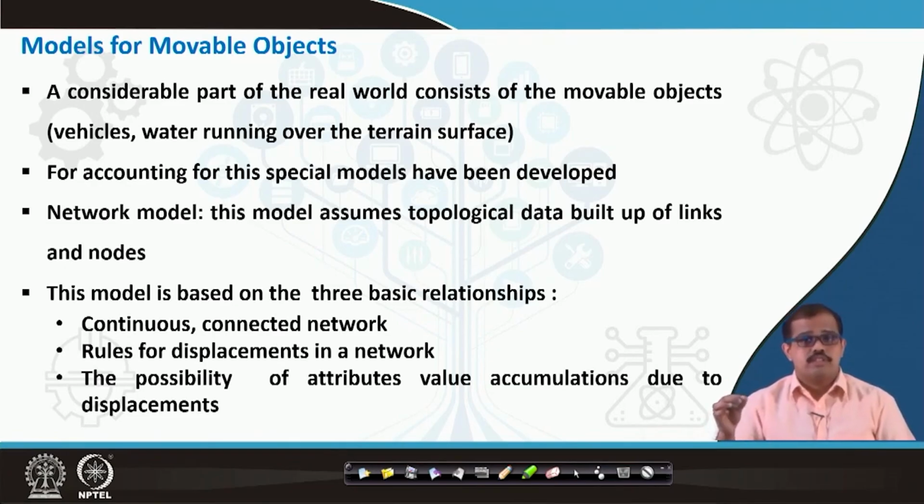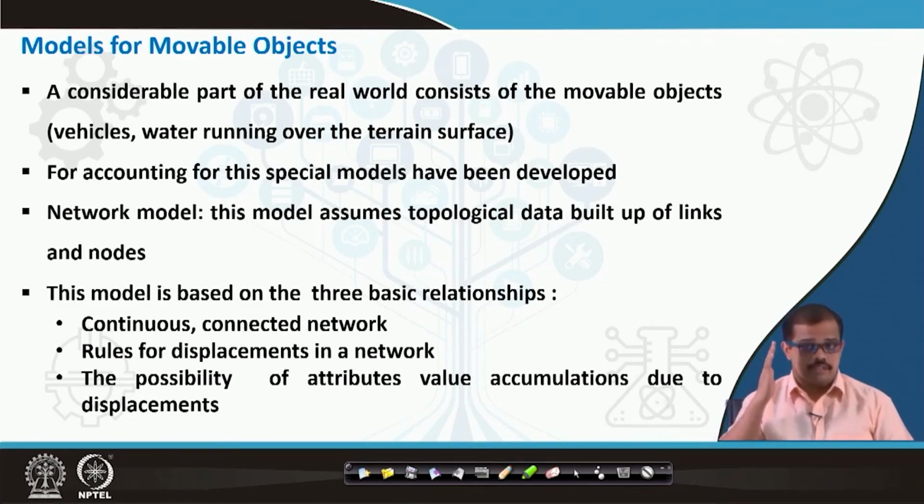So, a network model assumes topological data built up of links and nodes. Okay. It is topological data, as I said previously, built up of links and nodes. The model is actually based on 3 relationships. One is the continuous and connected network. Then you have rules for displacement in a network. Then the possibility of attribute value accumulation due to displacement. Okay. So, all of these 3 things are built as relations.